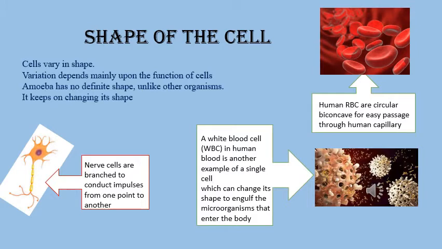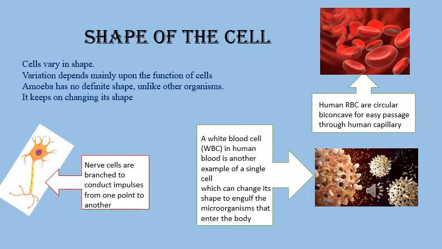Shape of the cell. Cells vary in shape. Variation depends mainly upon the function of cells. Amoeba has no definite shape, unlike other organisms. It keeps on changing its shape. Nerve cells are branched to conduct impulses from one point to another.